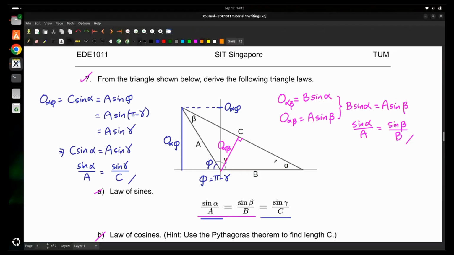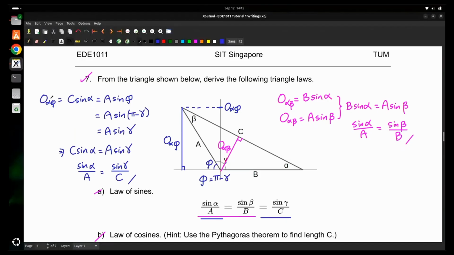For example, this is the opposite to alpha as well, pertaining to the length C, because this is also one big right angle triangle. So this is the opposite of alpha, but it's also the opposite of phi. Phi is this angle, and this angle phi is really just pi minus gamma. This is gamma, so the whole thing is pi, 180 degrees, minus gamma. So we can do the same trick.